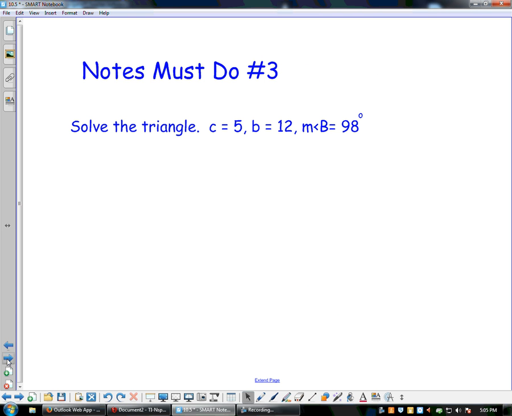All right, that brings up your third notes must do. You're going to solve the triangle where c equals 5, b equals 12, and the measure of angle B is equal to 98 degrees. There should be one triangle possible for this example.